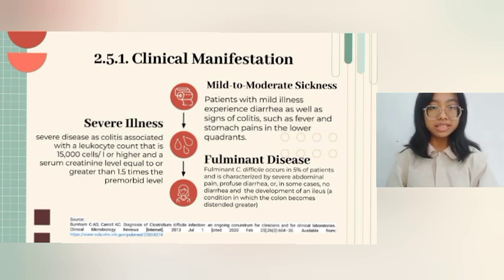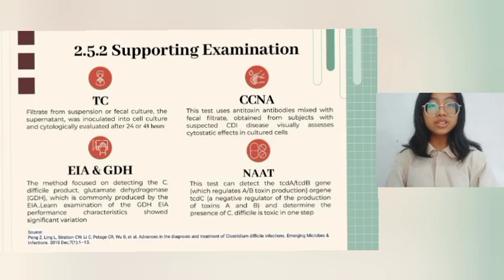Fulminant Clostridium difficile occurs in 5% of patients and is characterized by severe abdominal pain, profuse diarrhea, or in some cases no diarrhea and the development of an ileus. In order to analyze the clinical manifestation, supporting examinations are used for Clostridium difficile detection, including toxigenic culture, cytotoxicity neutralization assay, enzyme-linked immunosorbent assay for toxin A and B, glutamate dehydrogenase, and nucleic acid amplification assay.